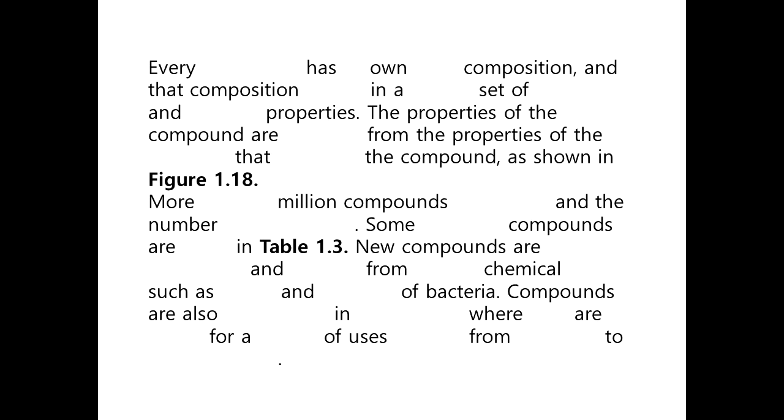Every compound has its own fixed composition, and that composition results in a unique set of chemical and physical properties. The properties of the compound are different from the properties of the elements that compose the compound, as shown in Figure 118. More than 10 million compounds are known, and the number keeps growing. Some common compounds are listed in Table 1.3. New compounds are discovered and isolated from natural chemical sources, such as plants and colonies of bacteria. Compounds are also synthesized in laboratories, where they are tested for a variety of uses ranging from medicine to manufacturing.